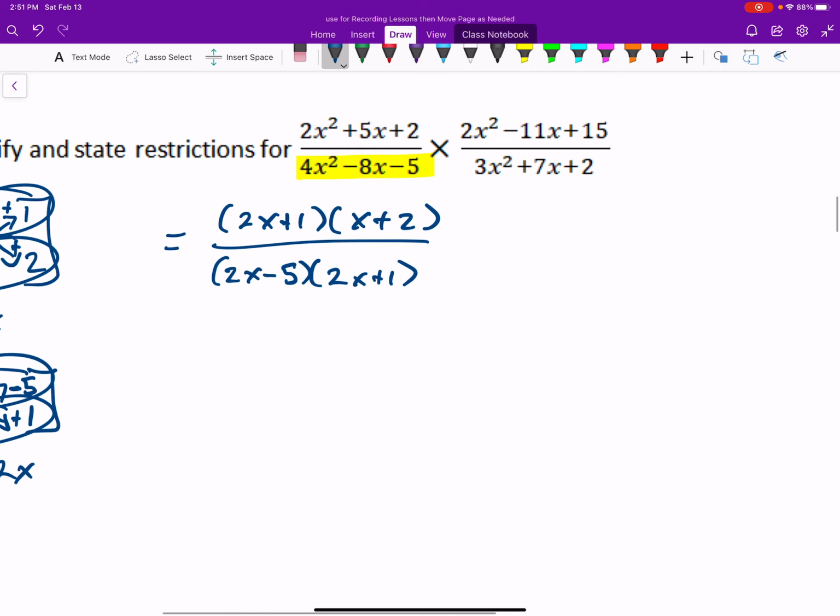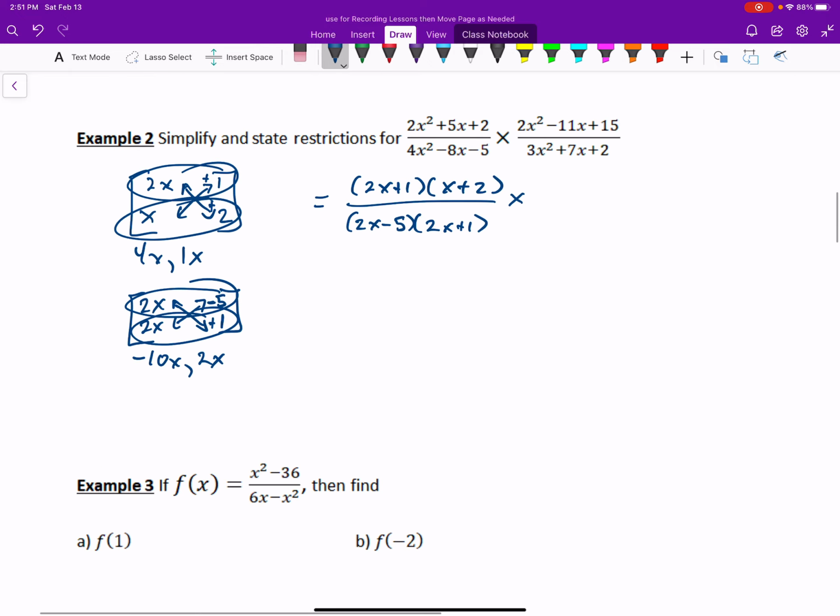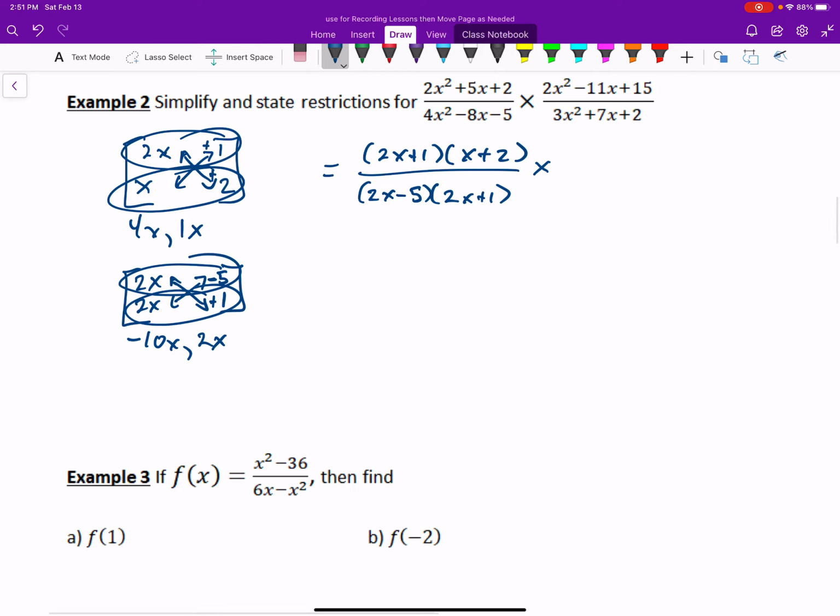So that's my second one. So you can see that this question is kind of a biggie, isn't it? Because I have to factor each and every one of these. So I'm just going to carry on for the next one, which was 2x squared minus 11x plus 15.